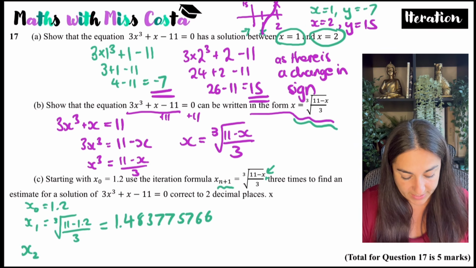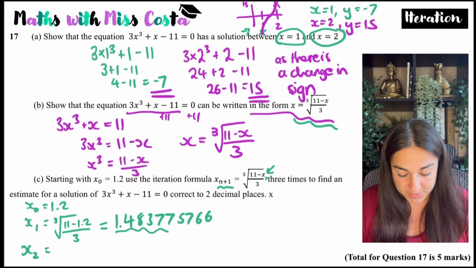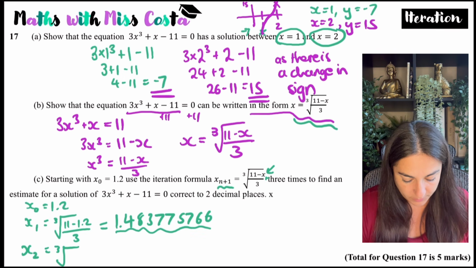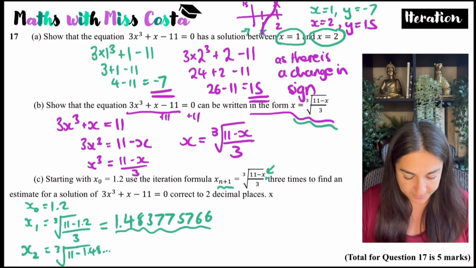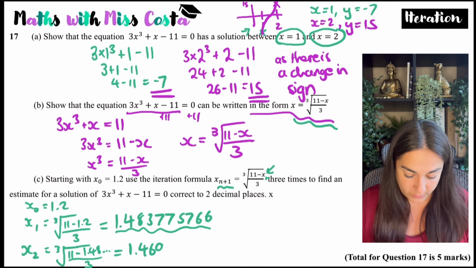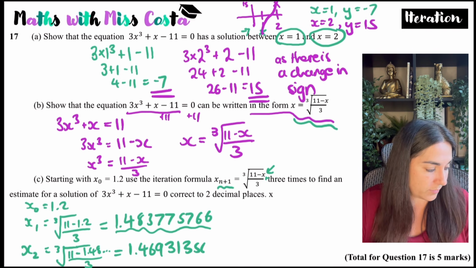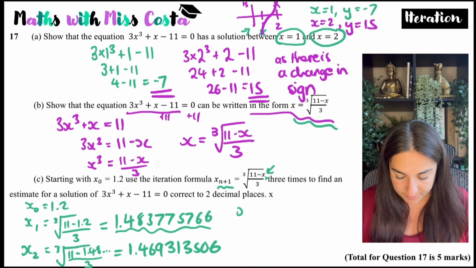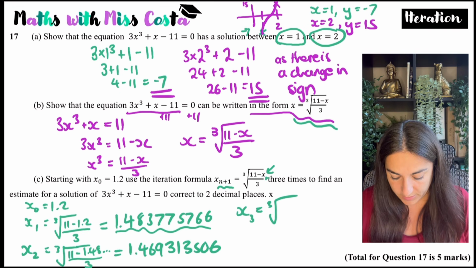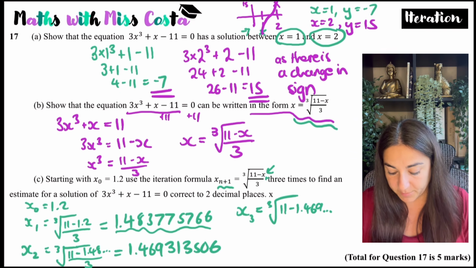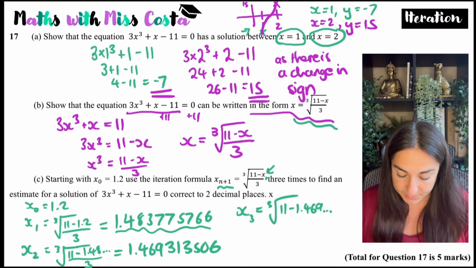1.4837757766. To work out x2, I substitute this into the formula, so it'll be the cube root of 11, take away 1.48. What you can do is just put take away answer and divide that by 3. That's going to give you 1.469313506. And then for the final one, for x3, you're going to do the cube root of 11 take away 1.469. But again, you can use the answer button on your calculator.